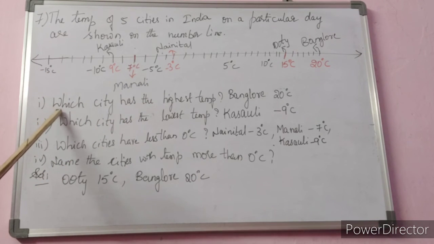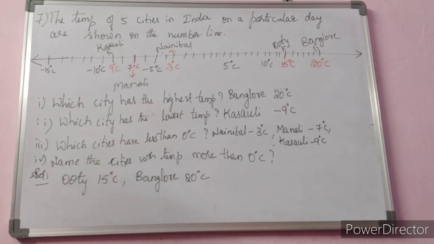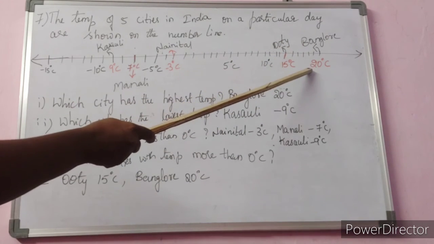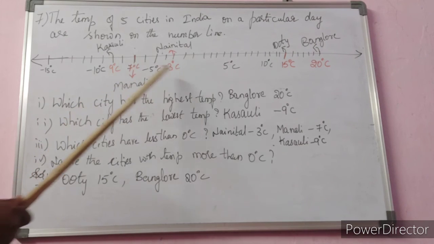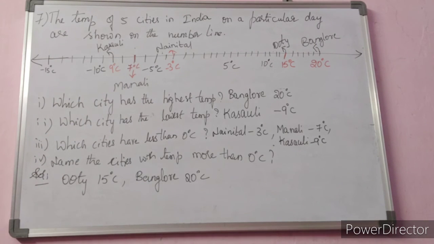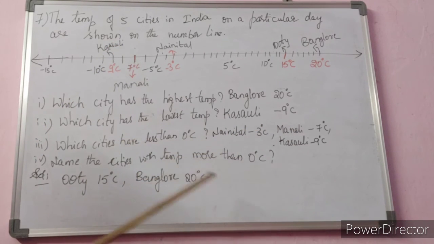And here the question is, which city has the highest temperature? Bangalore is having 20 degrees Celsius. That is the highest one, plus 20. And the next one, which is having the lowest temperature? -9 is the lowest number among all these. So -9 degrees Celsius is the lowest temperature. That is Kasauli. Kasauli is having -9 degrees Celsius. That is the lowest temperature.